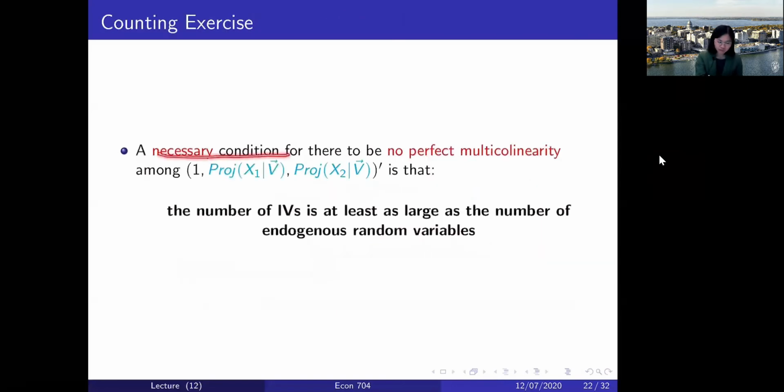A necessary condition for there to be no perfect multicollinearity among these three random variables is that the number of IVs has to be at least as large as the number of endogenous random variables. That turns out to be a counting exercise. So why is it the case? The projection of x1 on V and the projection of x2 on V are both linear functions of V. So let's say this is gamma 0 plus gamma 1 prime V, and this is delta 0 plus delta 1 prime V.